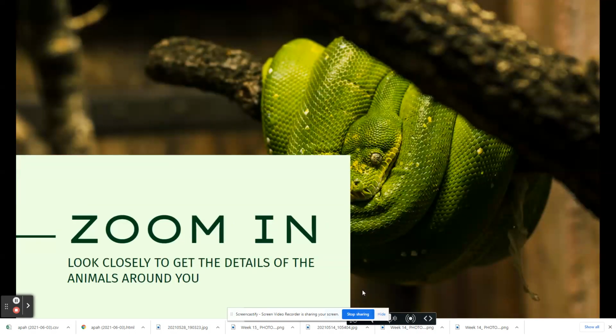Depending on what kind of animal you're around, the biggest thing to try to capture the focus is to zoom in. So look for those details to get the best shot possible. You can see in this image, this branch in the foreground is blurred out, and in the background it's blurred out because they tapped their screen so they could focus on the snake.